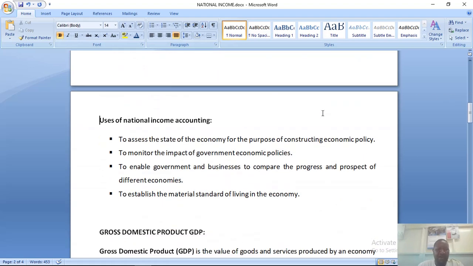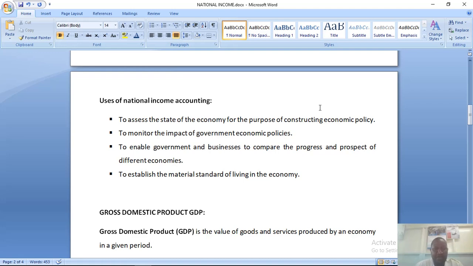So let's look at how national income accounting figures can help decision makers. Uses of national income accounting figures. Number one, we use those figures to assess the state of the economy for the purpose of constructing economic policies. That's government, of course, using the figures for the purpose of constructing economic policies. The same national accounting figures can help government to monitor the impact of its economic policies. Number three, it can enable government and businesses, of course, to compare progress and prospect of different economies. It can also help government to establish the material standard of living in the economy.